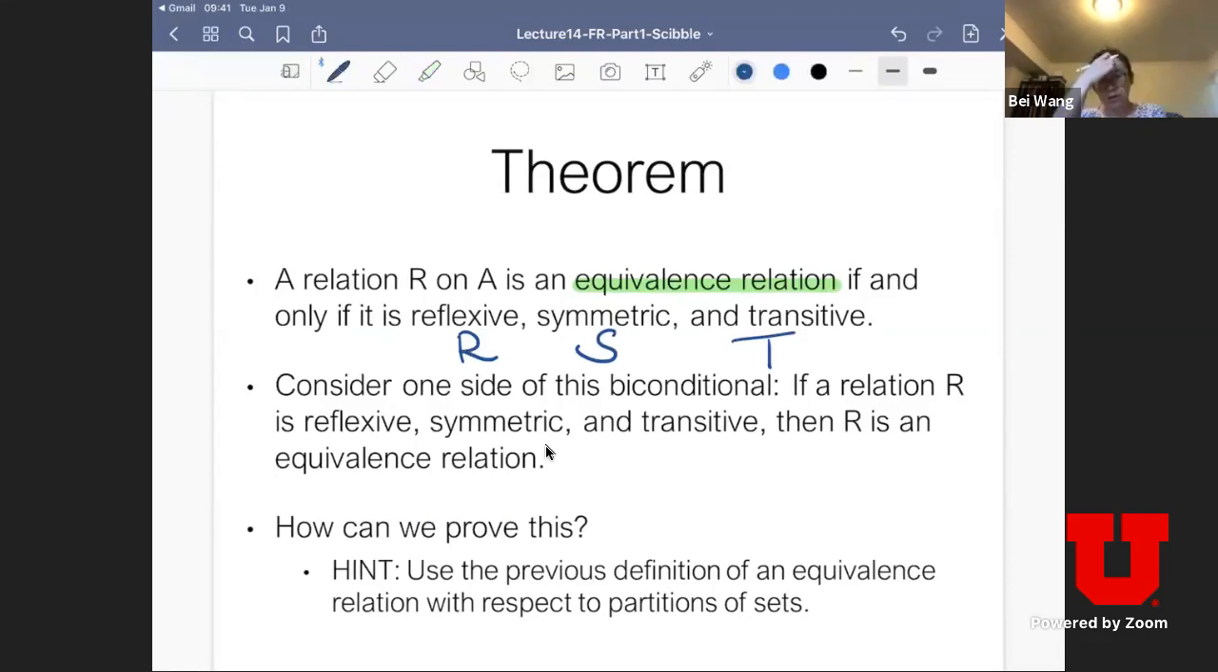So one of the questions for you to keep in mind is that typically we can ask a following question. If a relation is reflexive, symmetric, and transitive, then R is an equivalence relation. And how can we prove this? One of those ideas is to use the definition of an equivalence relation with respect to the partition of the set.